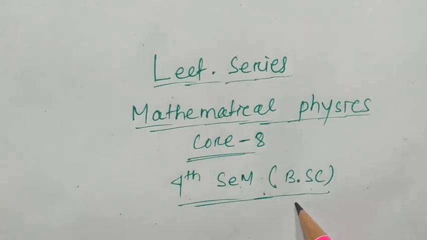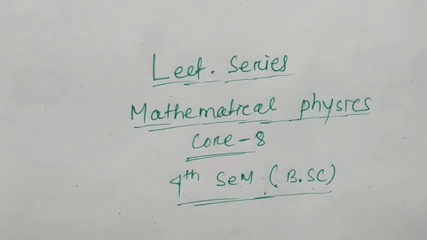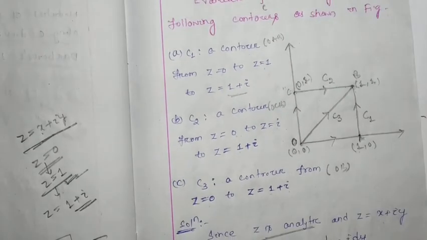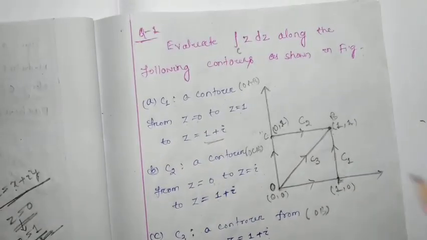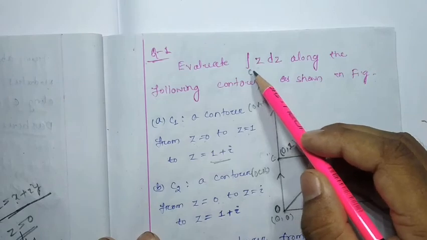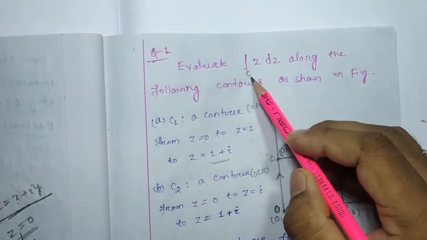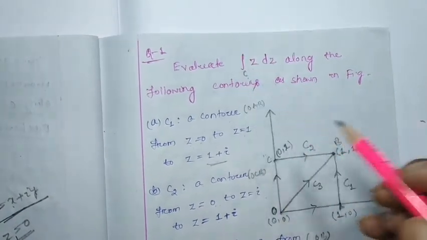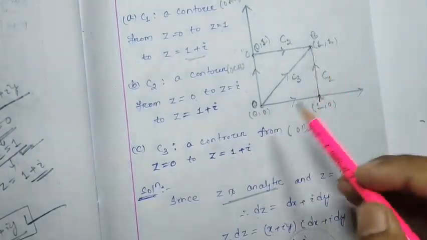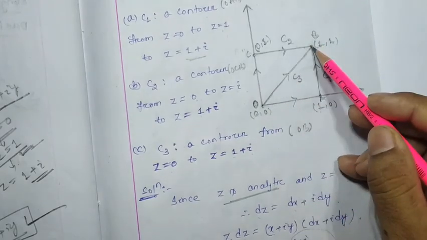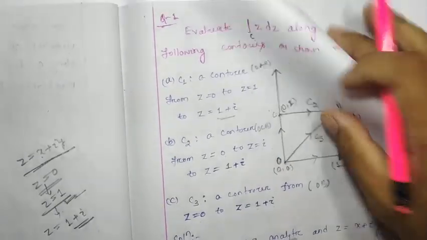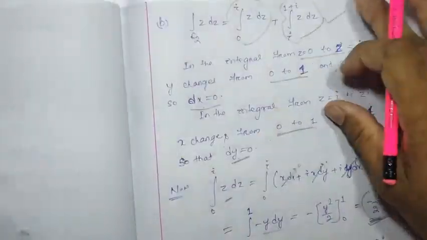In our last class we discussed complex integration, the integral of z dz, where the closed curve is the contour C. Here C belongs to three contours: C1, C2, C3. C1 is this one, C2 is this one, C3 is this one. We discussed it in detail, and at last I gave you one question that you have to do by yourself.